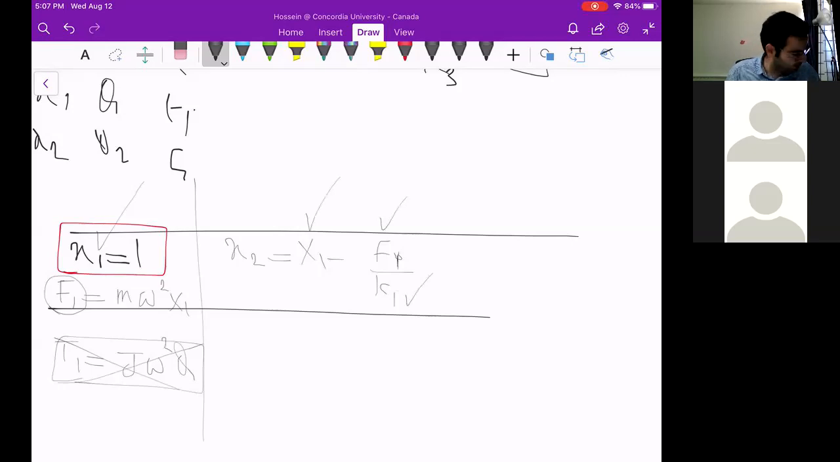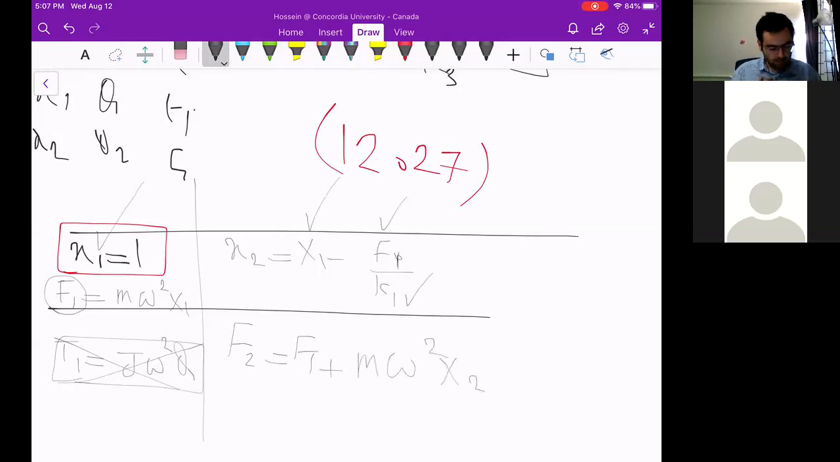As soon as you obtain x2, you will go for f2. f2 is f1 plus m omega squared x2. This is question 12.27. Again, you have to start from the left to the right. I can't give you the number. So number 1 here, x1. Number 2 is calculation of f1. Number 3, calculation of x2. Number 4, calculation of f2.